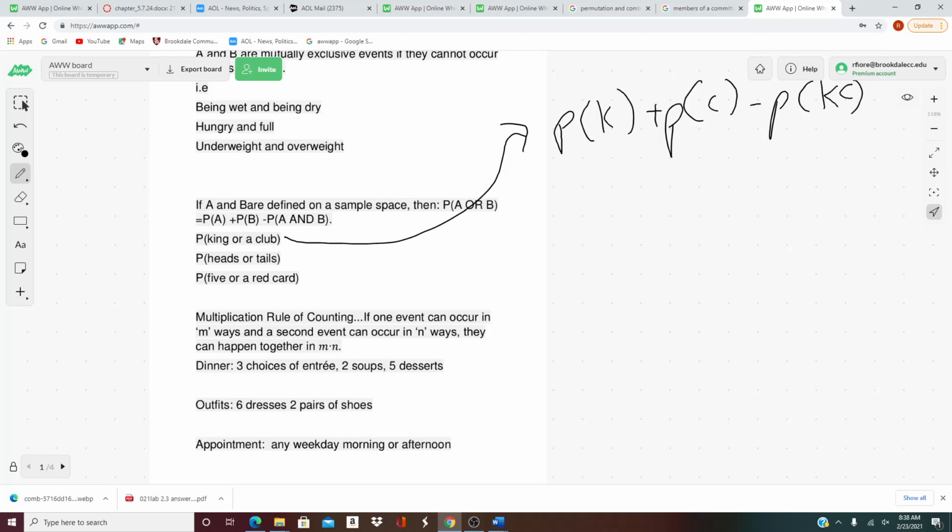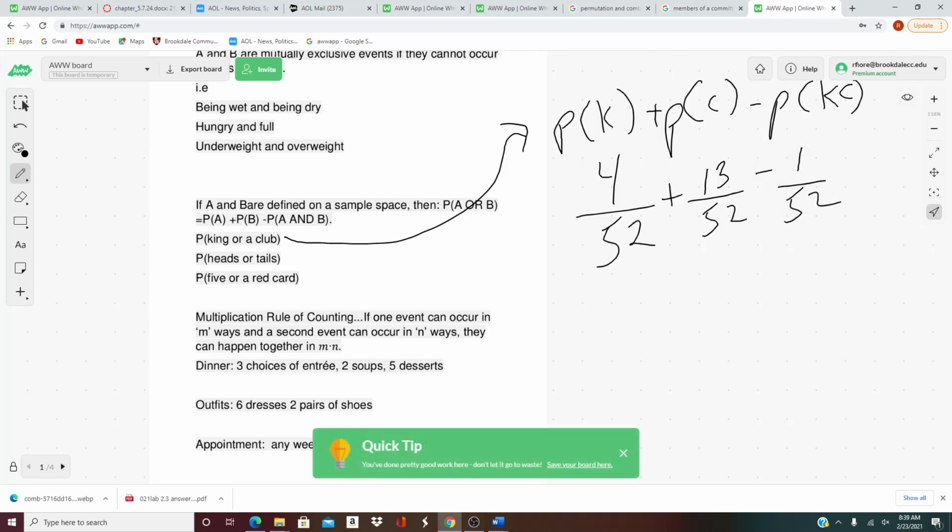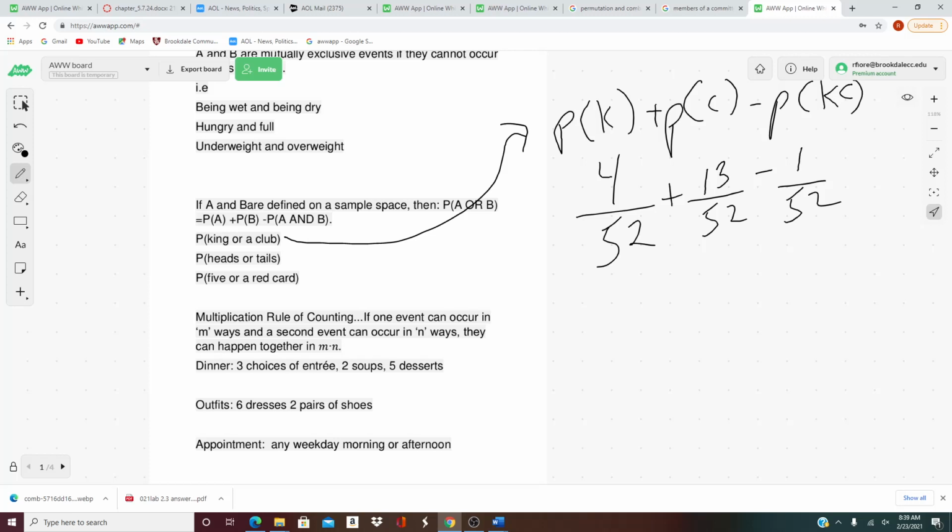Well, let's start out by taking a look at the probability of a king. Well, the probability of a king is 4 out of 52. There are 13 clubs in the deck, so there's 13 out of 52. From this, I have to subtract 1 out of 52 because there's one king of clubs inside a deck. Now, if I didn't subtract that 1, I'd be counting it twice because inside these 4 kings, one of them is a club. And inside these 13 cards, one of those clubs is also a king.